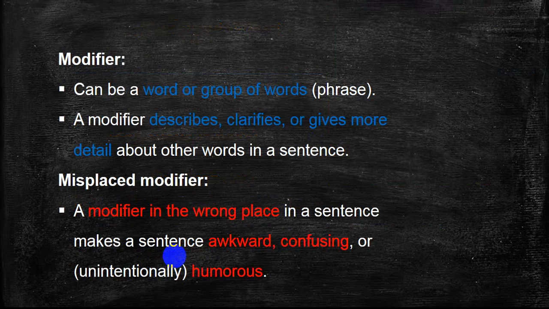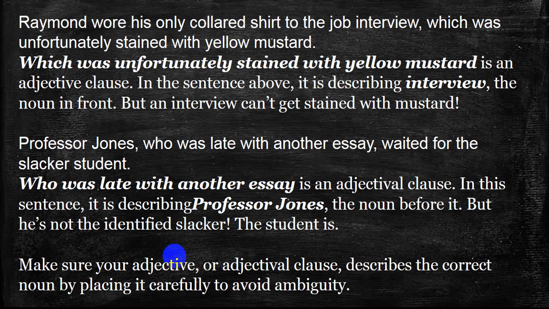Misplaced modifiers. This can be a word or a group of words, and a modifier describes or clarifies or gives more detail about other words in a sentence. So when they've been misplaced, then it makes a sentence awkward or unintentionally humorous. You might also call this ambiguity. So we want to try and avoid ambiguity and make sure that the words describing some detail are in the correct place and describing the correct thing.